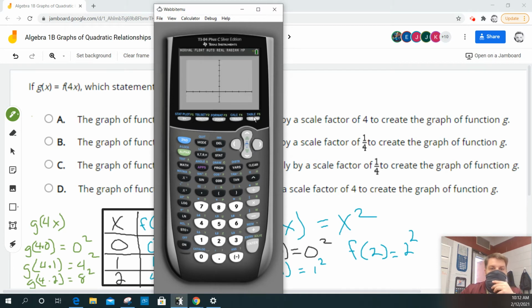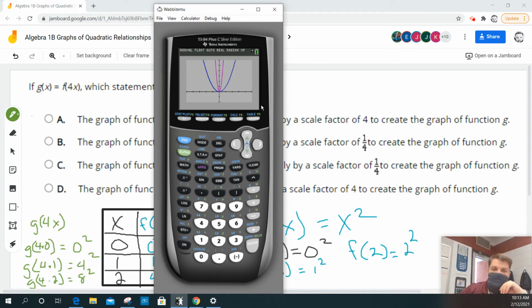All right. So what happens is, because I'm multiplying the x value by 4, it's going to grow faster. So it's going to be skinnier. So I'm compressing it to 1/4 of its size horizontally. Does that make sense? Because I'm multiplying x, I'm going to get my y values much quicker than before.